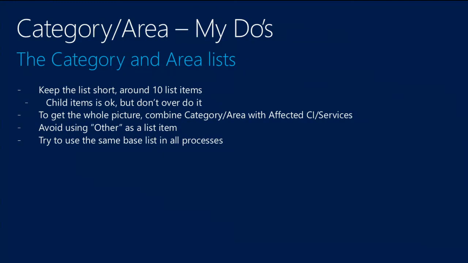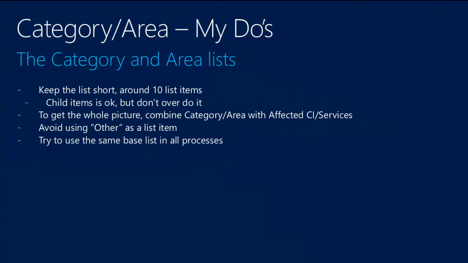To get the whole picture of what the incident or the service request is all about, you have to combine the category or area together with the affected CI or the affected services. That's how you get the whole picture. So you do a rough categorization using the incident classification, and then you do the more specific categorization using the affected CI. Okay?